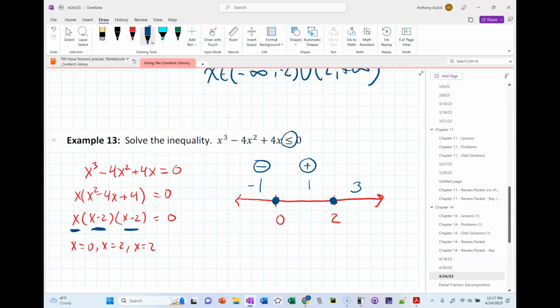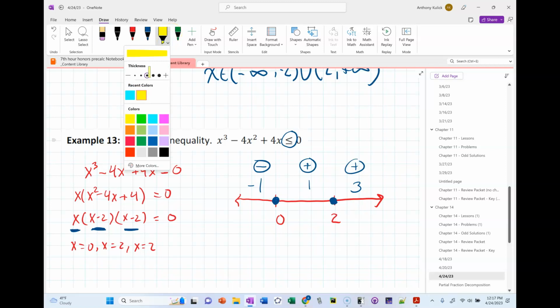And then I'll plug 3 in for x, that's positive. 3 in for x minus 2, that's positive. 3 in for x minus 2, that's positive. 3 positives is a positive. Okay? So what part of this am I going to be interested in here? Right, I have x cubed minus 4x squared plus 4x less than or equal to 0. What parts am I interested in?